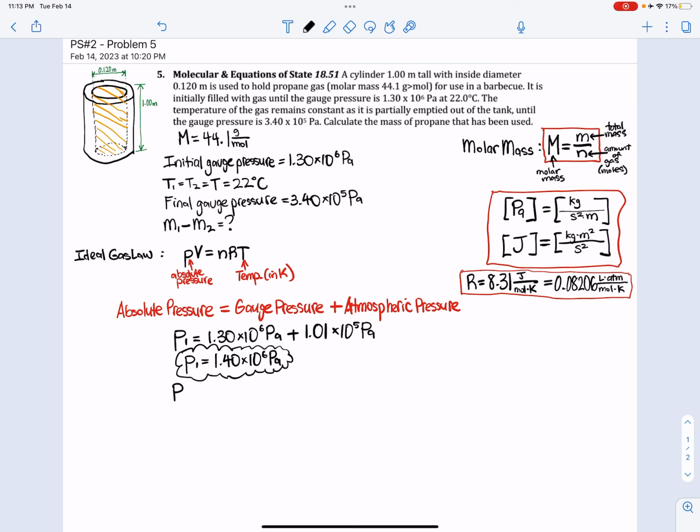And for the absolute final pressure, P2 is equal to 3.40 times 10 to the 5 pascals. That's just this guy. That was the gauge pressure that was read, plus atmospheric pressure, which is 1.01 times 10 to the 5 pascals. Okay? So the absolute final pressure would be equal to 4.41 times 10 to the 5 pascals.